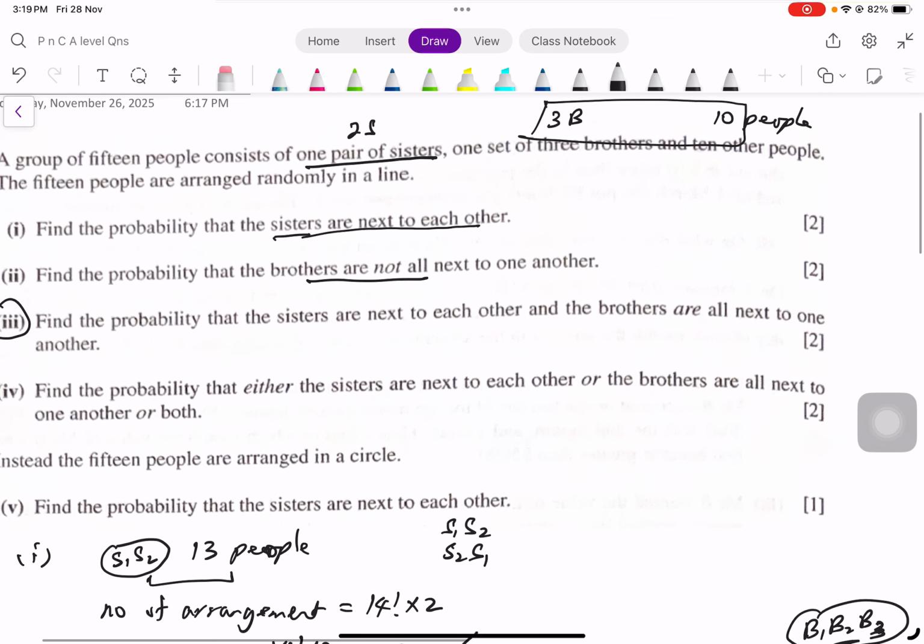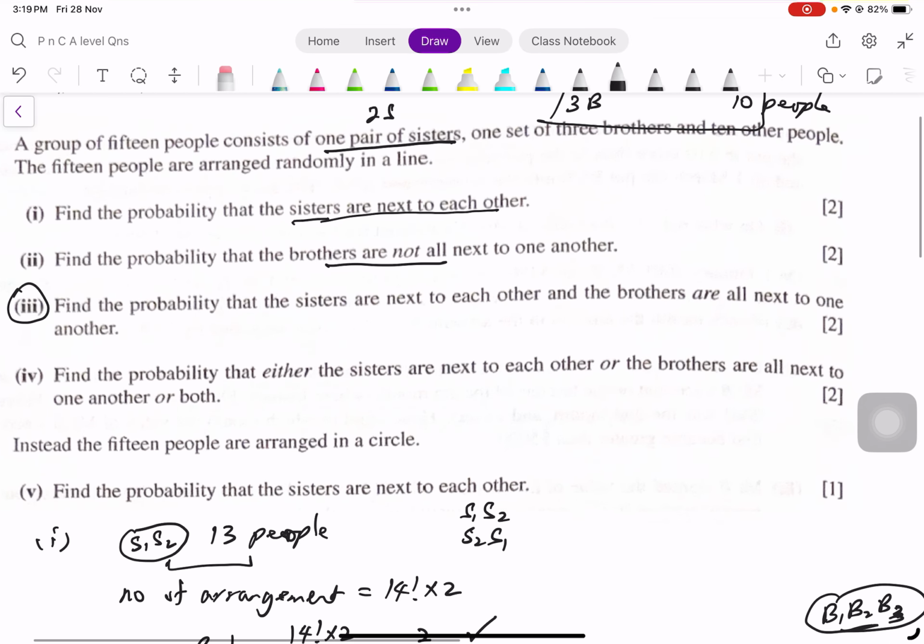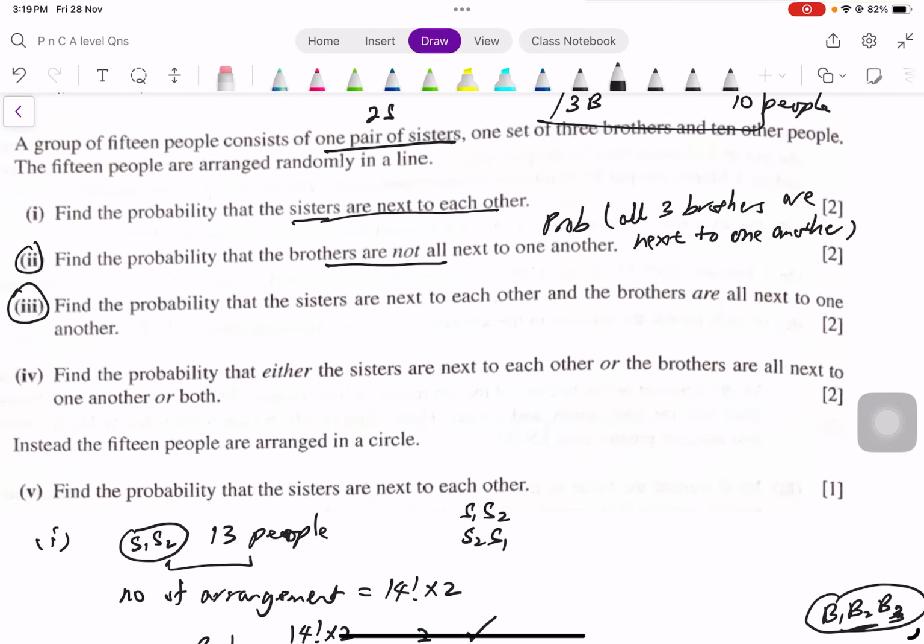Take note, class. Part 2 was the probability that the brothers are not all next to one another. Therefore, the probability that all 3 brothers are next to one another is 1 minus 34 over 35, and that will be 1 over 35.